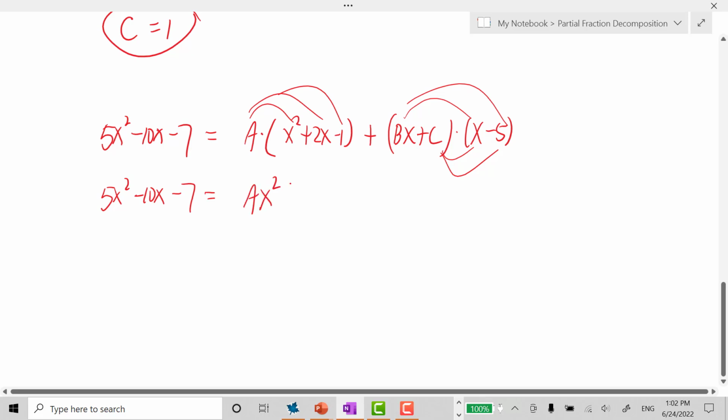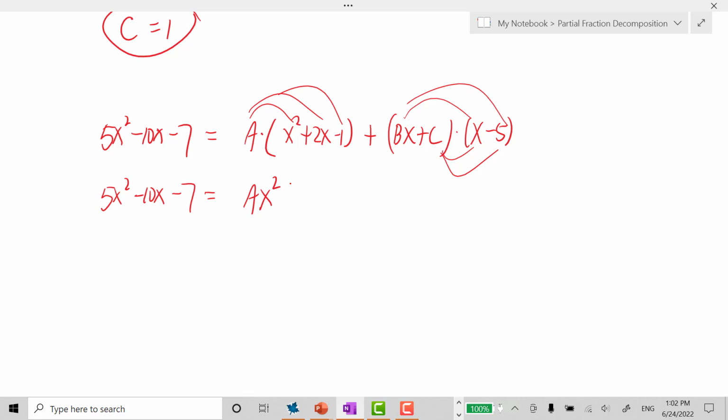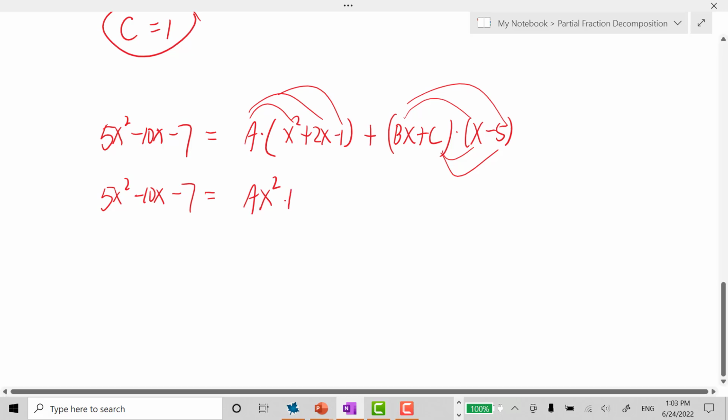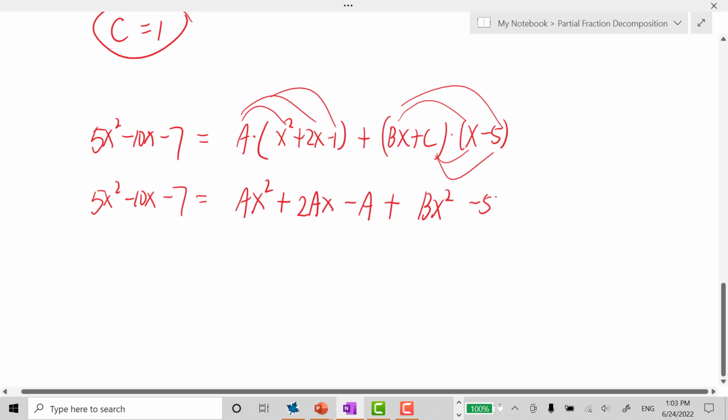And when the partial fraction decomposition becomes more complicated, actually this is the most systematic way of solving for a, b, and c. Okay, so we get 2ax minus a. And when following the other one, 3x times x is bx squared. Bx times -5 is minus 5bx. C times x is plus cx. And c times -5 is minus 5c.